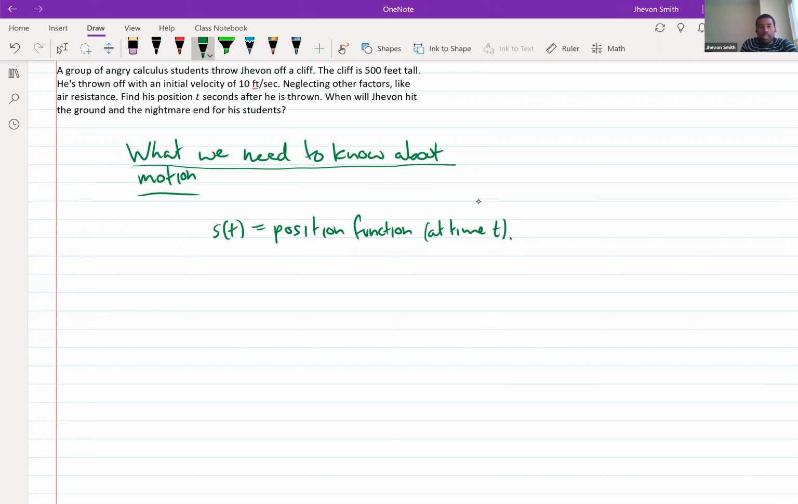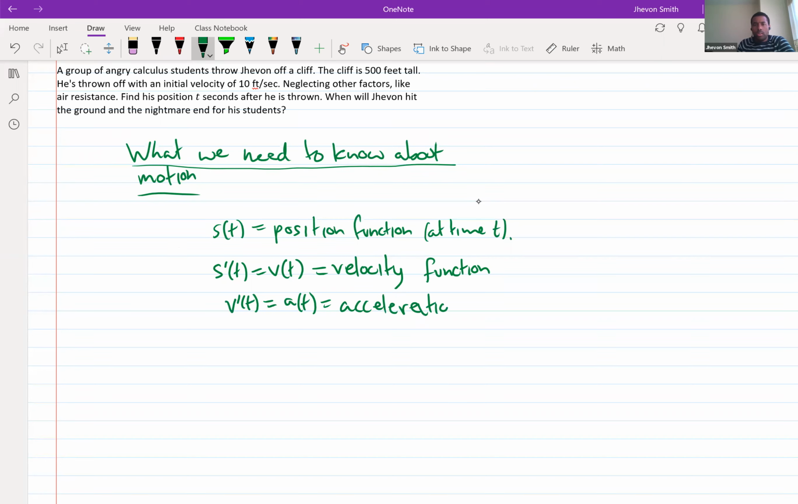Okay. Then it turns out that if you were to differentiate s, you obtain what's called the velocity function. And this is pretty much how fast the object is moving. And there's an indication of the direction that the object is moving in as well. So to obtain a velocity function, if you know a position function, you just differentiate. Now, if you differentiate v of t, so if you differentiate again, you get what's called the acceleration function. So this is a measure of how your speed is changing.